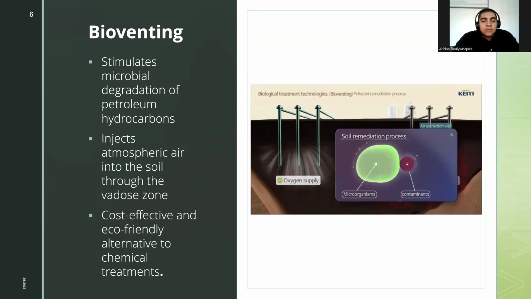Bioventing is a natural and cost-effective way to clean up petroleum-contaminated soil. By injecting air into the ground through the vadose zone, we provide oxygen that stimulates microbes to break down petroleum hydrocarbons. This process enhances natural degradation without the need for harsh chemicals, making it an eco-friendly alternative to traditional treatments. It's a simple yet effective solution for restoring contaminated sites while minimizing environmental impact.